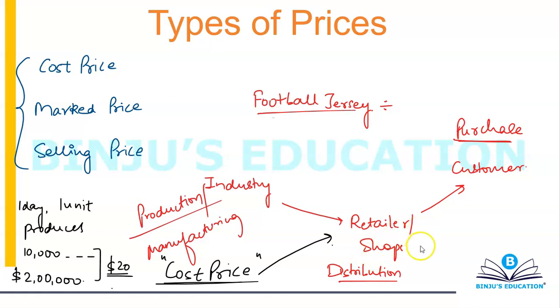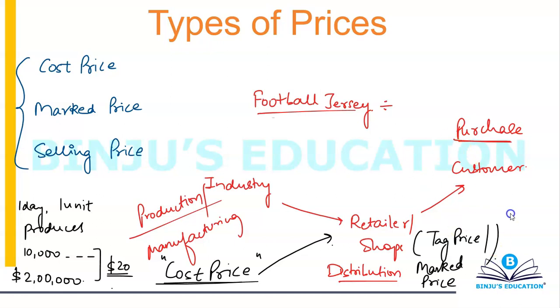So what you do is you put a tag price, or you put a mark price on it, which is higher than the cost price, in order to earn profit, and also in order to compensate for the transportation cost. So you started with cost price, you increase the amount, which is basically known as your mark price or the tag price, so as to earn the profit and to compensate for the transportation cost.